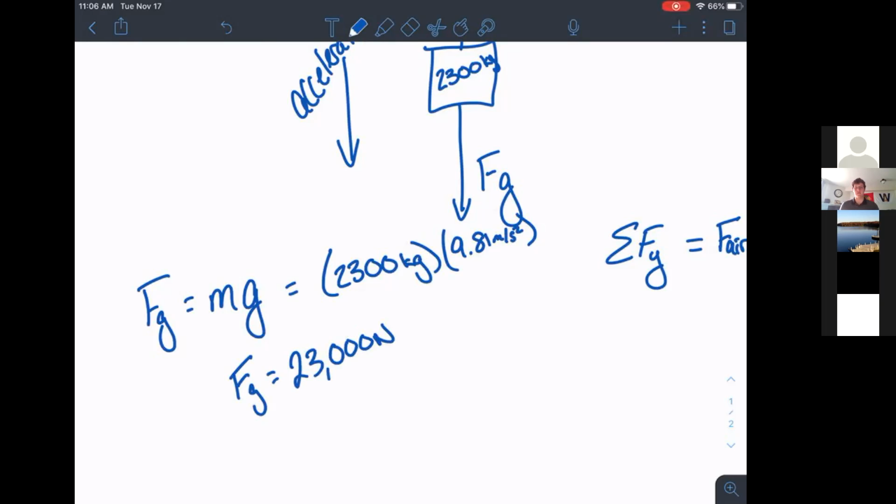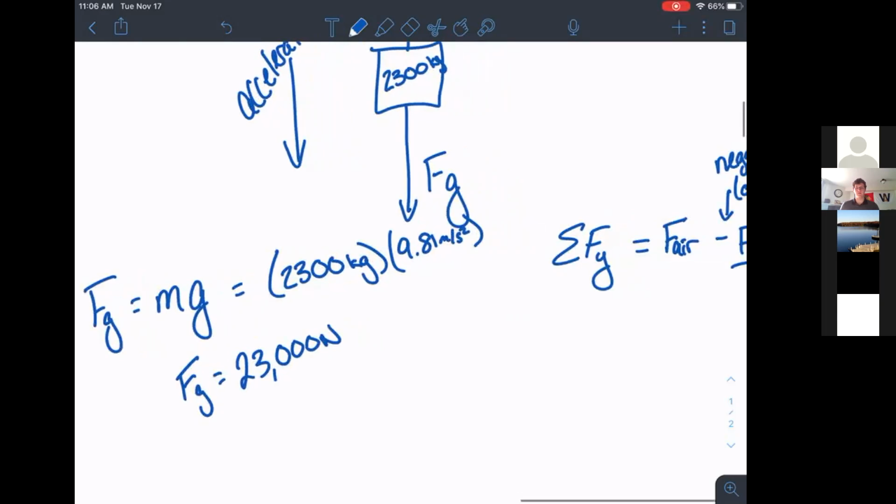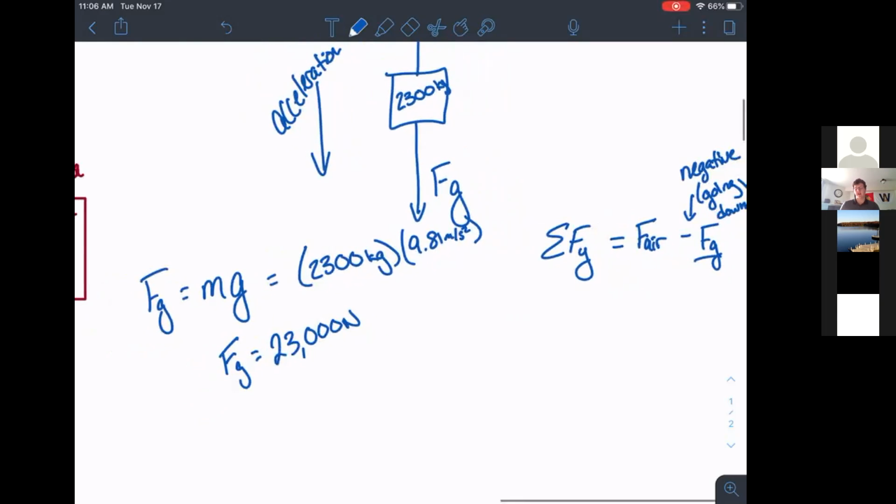Are you okay with that part so far? Yeah. Right. So then I just plug in my two values. So I have my sum of my forces in the y direction equals my 18,000 newtons minus my 23,000 newtons to get a negative 5,000 newtons.